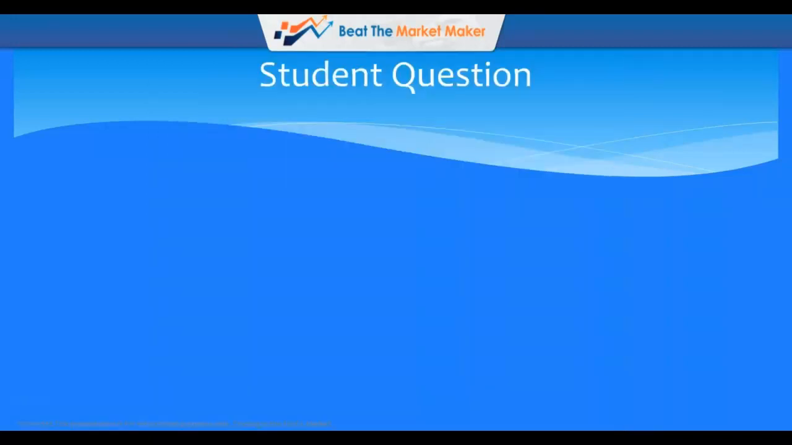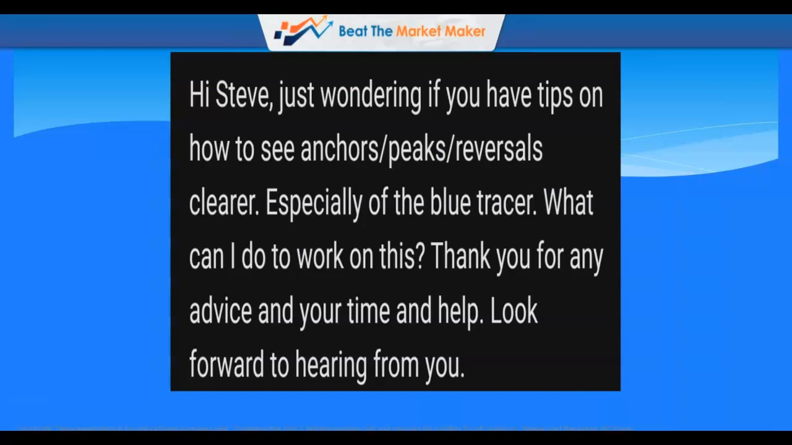Quick student question. Someone sent this in. I didn't see you in here, brother, but it's not necessary. This is for you: just wondering if you have any tips on how to see anchors, peaks, reversals clearer, especially on the blue tracer. What can I do to work on this? Thank you for any advice and your time. Look forward to hearing from you. I don't know if you're here, bro. Just put a Y or something in there if you are.